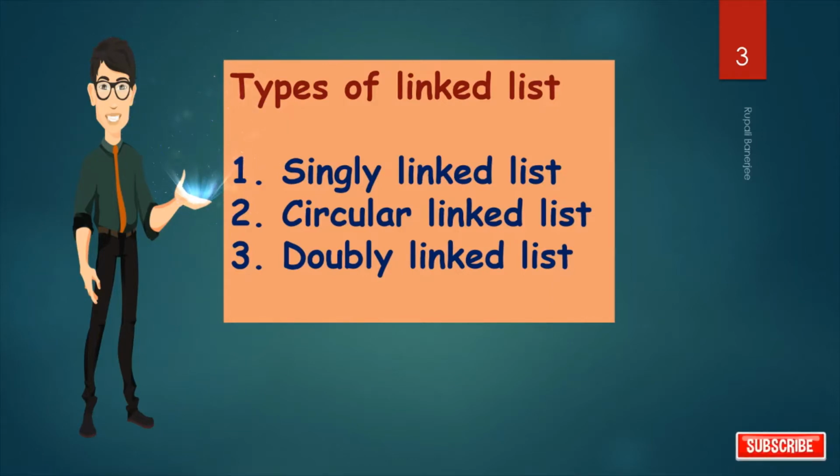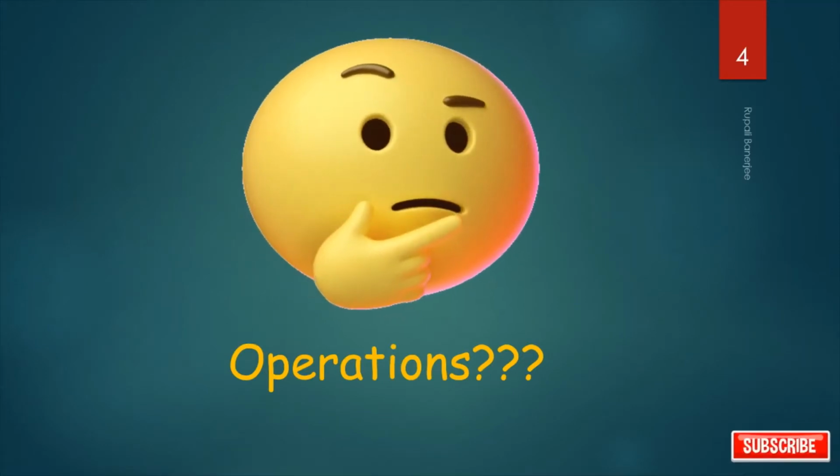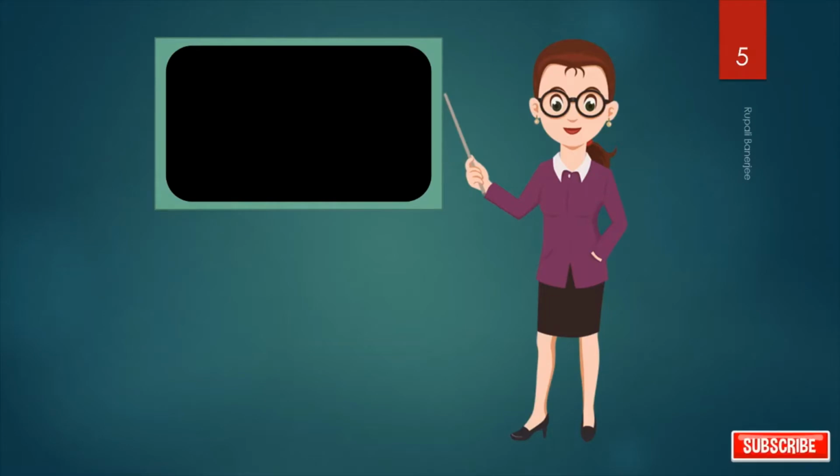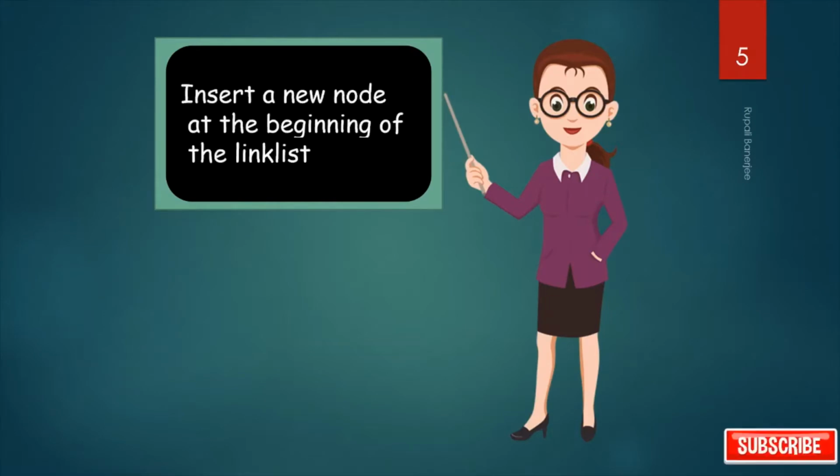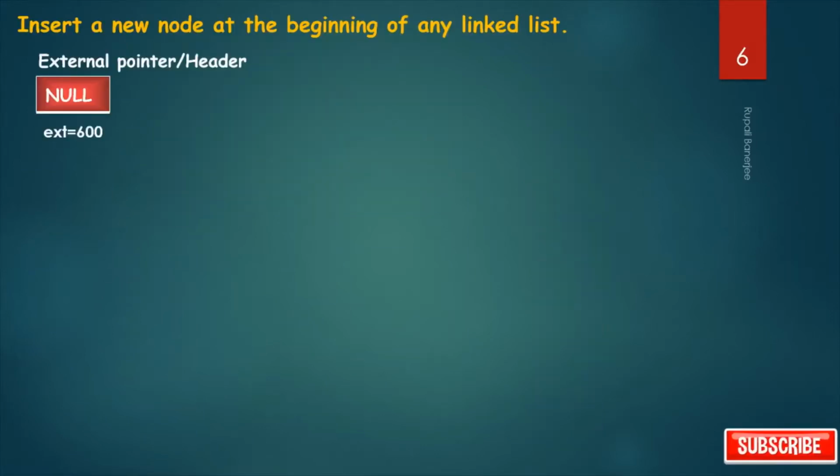The operations we can perform on single linked list are insertion, deletions, and traversals. So today we will learn some operations on singly linked list. Our first operation is to insert a new node at the beginning of the linked list. Means I want to insert a particular node at the starting of the linked list. So how we can insert a new node at the beginning of the linked list?